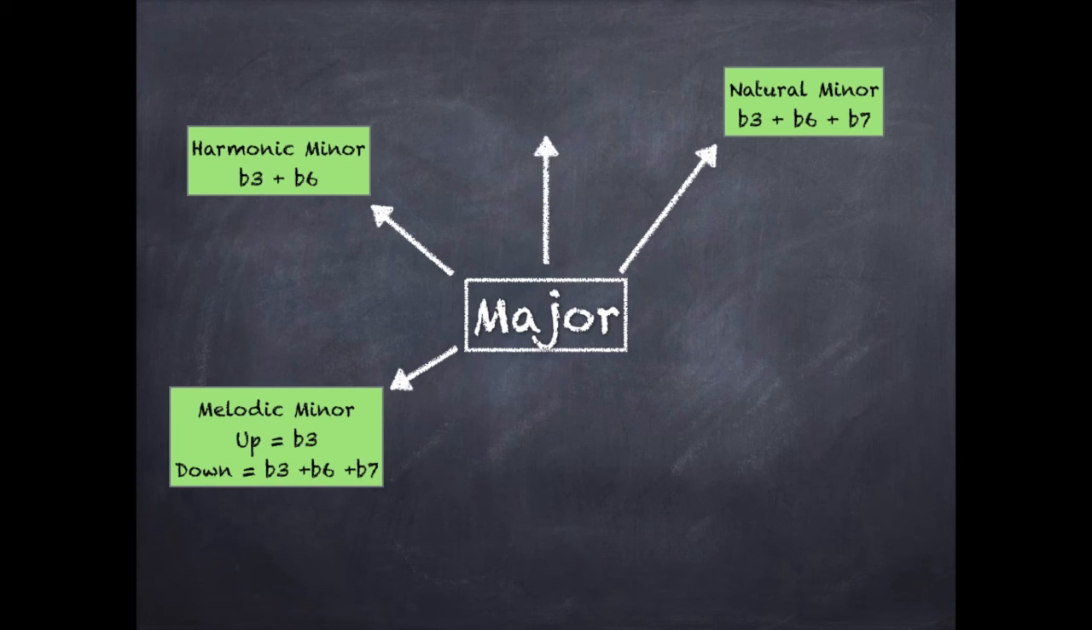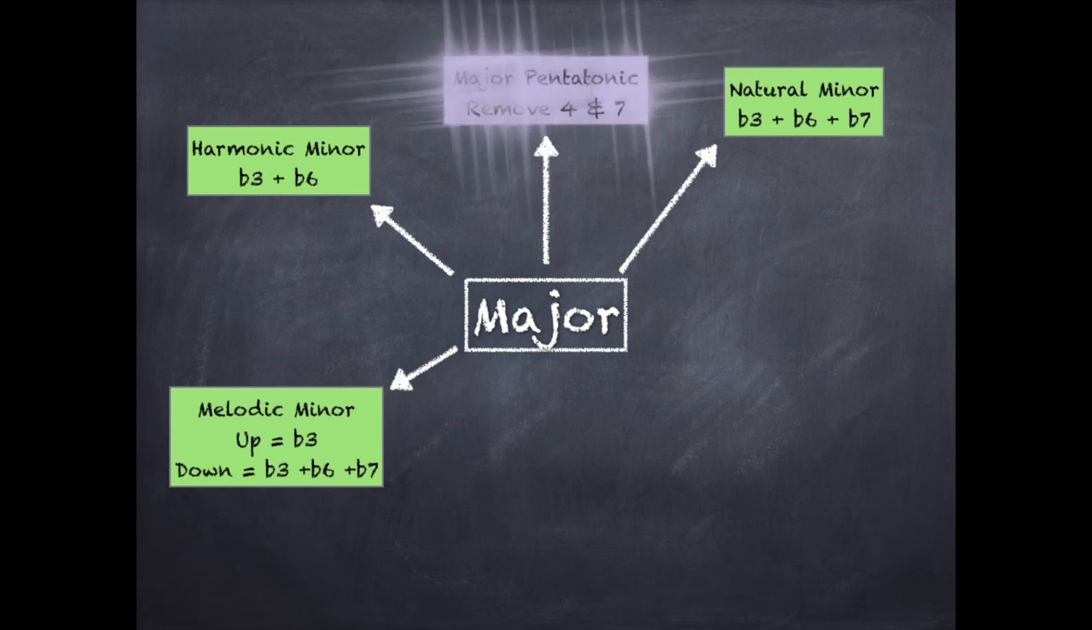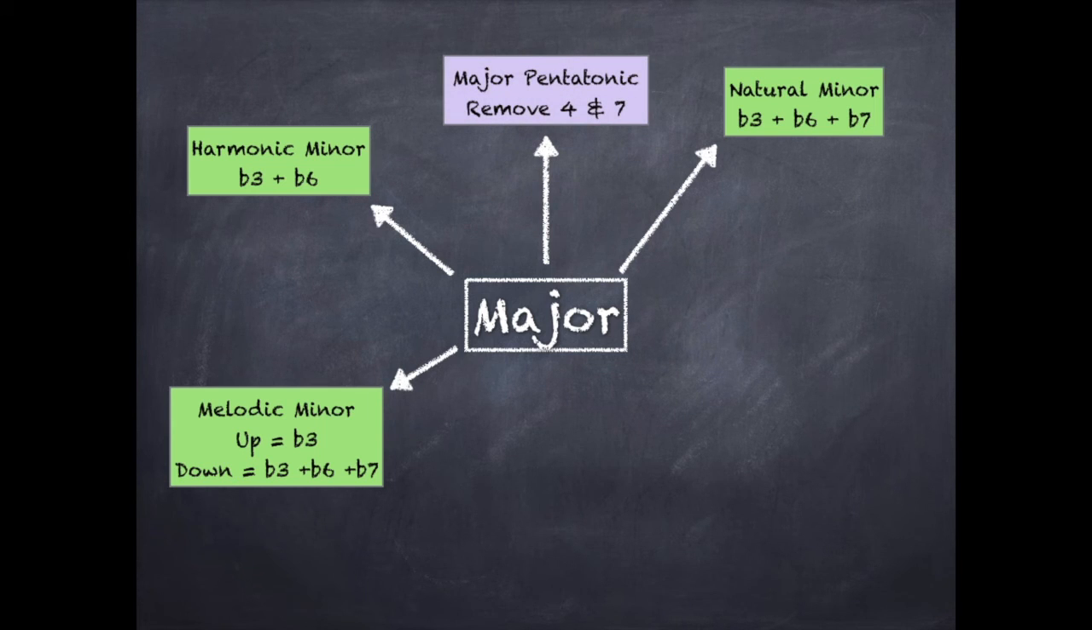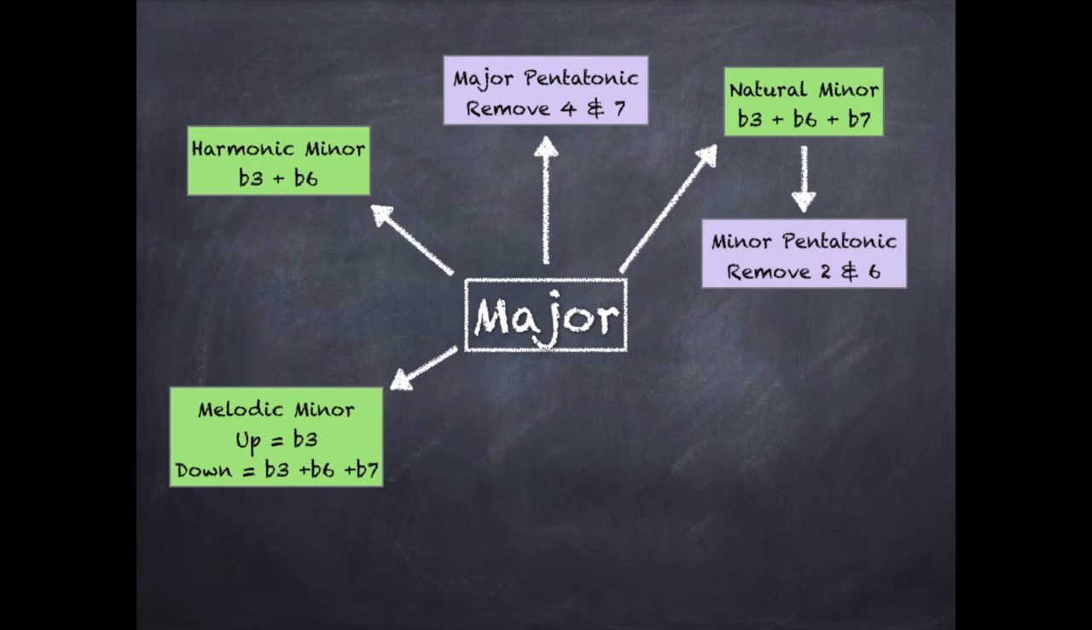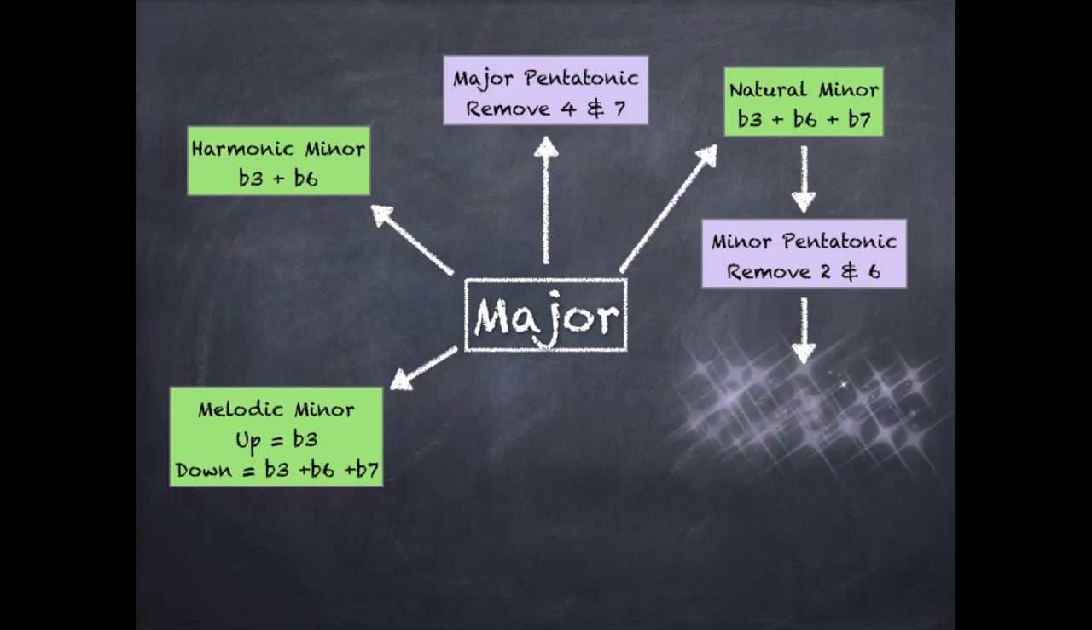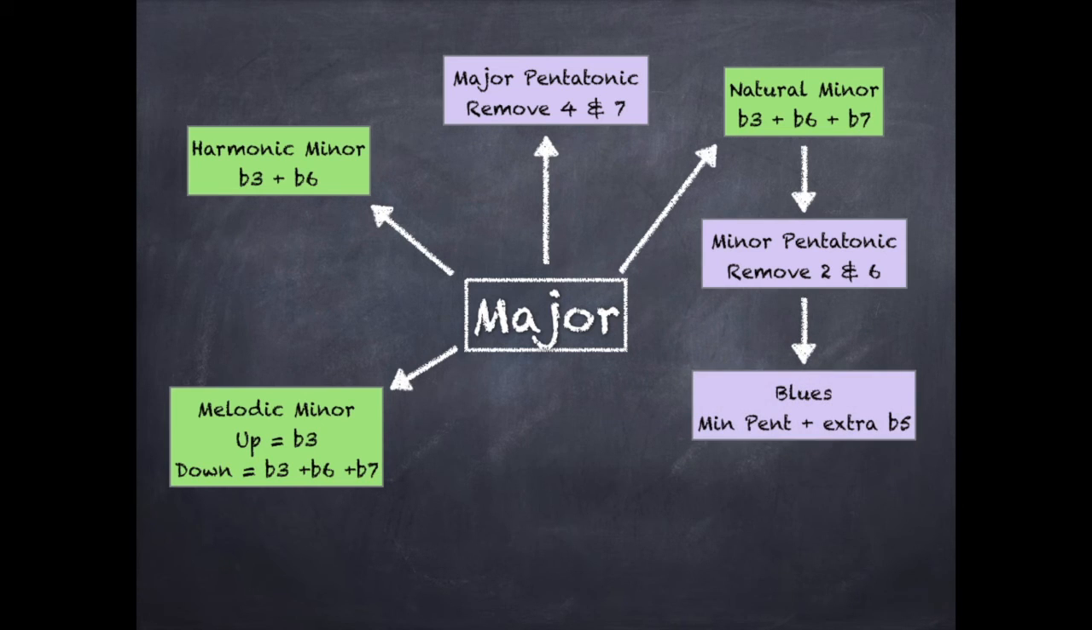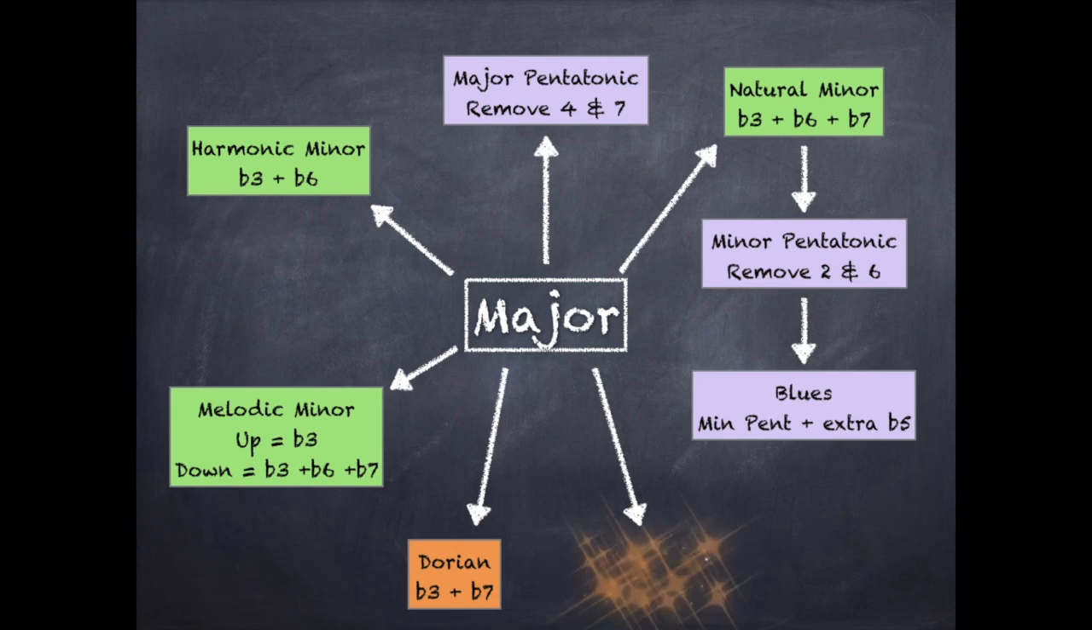Remember, a melodic minor scale is special because it changes on the way down. To create a major pentatonic, we remove the fourth and the seventh of the major scale. To create a minor pentatonic, we remove the second and the sixth note of the natural minor scale. To create a blues scale, we add an extra flat 5 to the minor pentatonic. To create a Dorian mode, we flatten the third and the seventh note of the major scale, and to create a Mixolydian mode, we flatten the seventh note of the major scale.